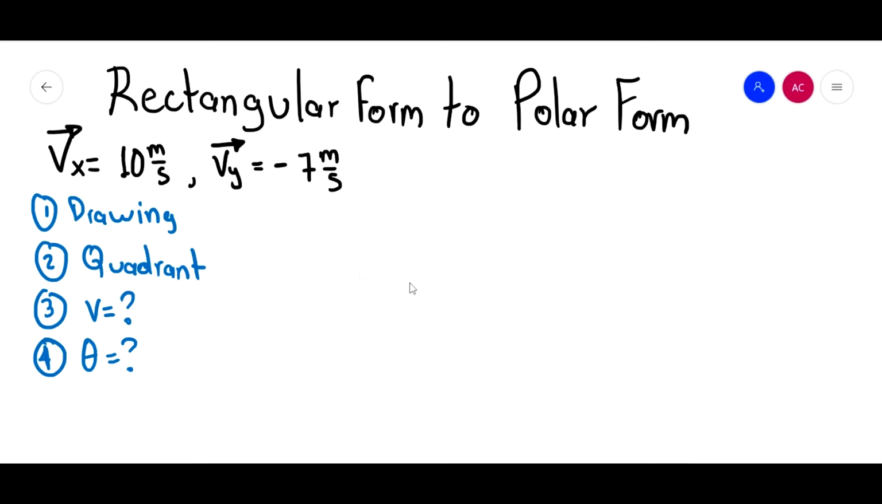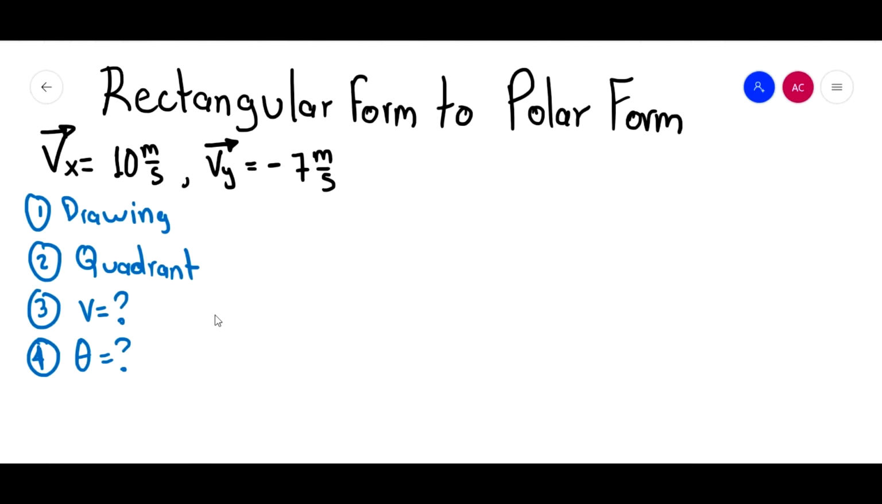In this video, we're going to see how to transform a vector that is in the regular form to polar form. And this is the example that we have. The rectangular x component is 10 meters per second. And the rectangular y component, or the rectangular coordinate in y, equals minus 7 meters per second. So the things that we are going to find are the drawing, the quadrant, the magnitude of the vector, and the angle. Okay, so let's begin.